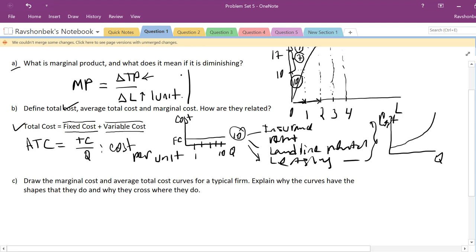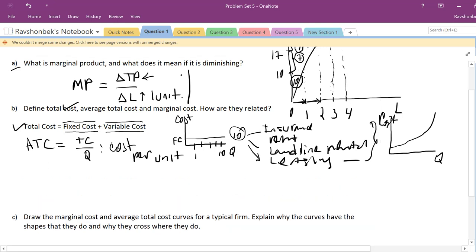Now, marginal cost. What is a marginal cost? Right, so this is next one now. Marginal cost is basically change in total cost over change in quantity. It's basically the cost of the next unit produced. Yeah, it's just the cost of the next unit produced.